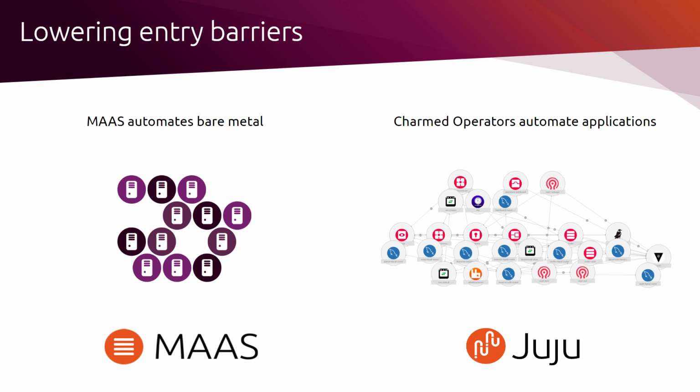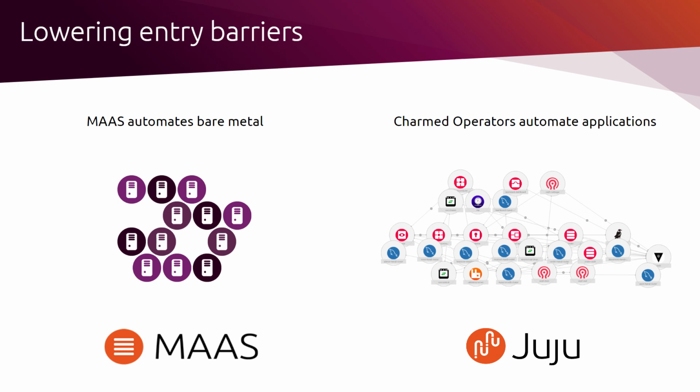If you recall from the previous slides about Canonical's open infrastructure stack, you've seen 2 technologies there. You've seen MAAS and you've seen Juju. The role of MAAS is to automate everything related to bare metal. MAAS basically turns a data center into a bare metal cloud and enables on-demand provisioning of physical machines, including operating system installation and customization. In turn, the role of Juju is to automate everything related to applications running on top of bare metal.